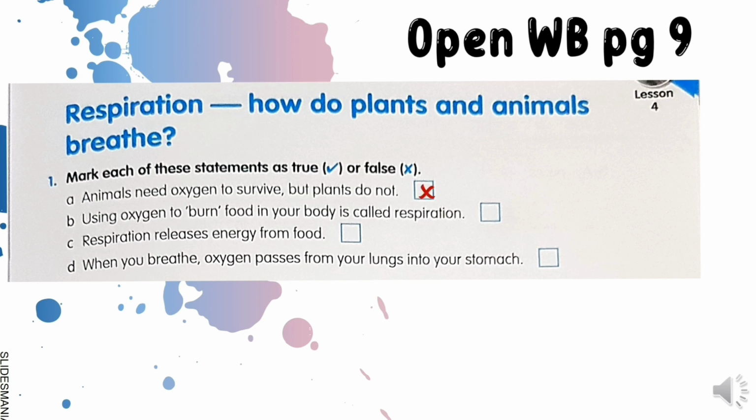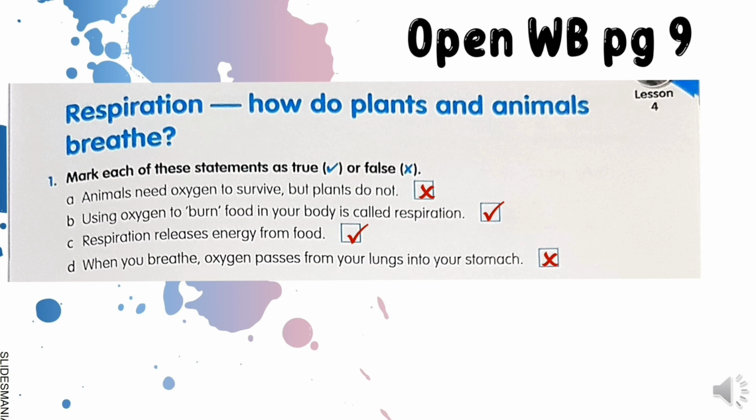Now, using oxygen to burn food in your body is called respiration. Yes, it's true. Respiration releases energy from food. Yes, it gives you energy, we just told, so it's true. When you breathe, oxygen passes from your lungs into your stomach. Is it true? No, it's not. It passes into the blood.